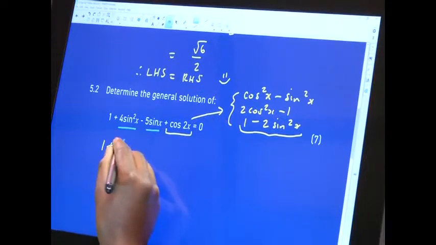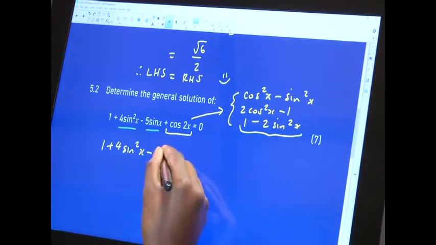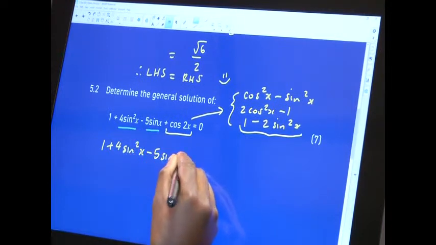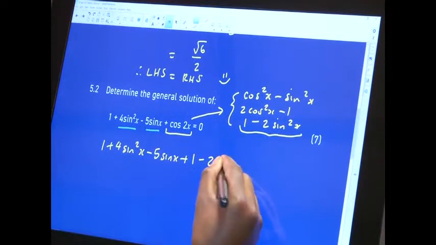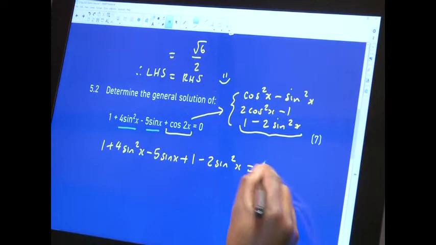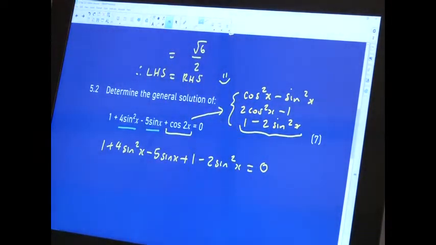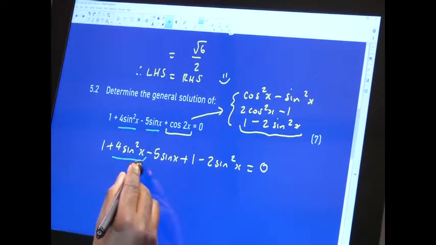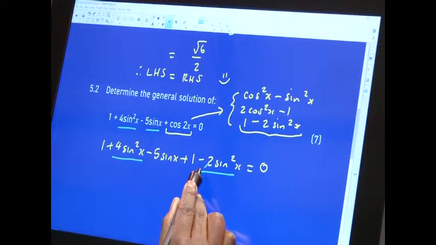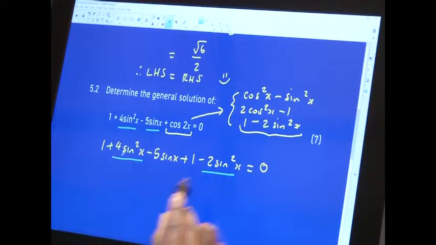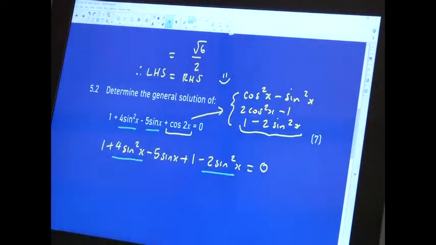So I'll have 1 plus 4 sine squared x, take away 5 sine of x, and then we are adding that expansion, which is 1 minus 2 sine squared x equal to 0. Now, what do you notice when you look at this? We've got friends. We call them like terms. We've got 4 sine squares here, and we are taking away 2. So 4 of those minus 2 of them will just leave us with only 2 of those.